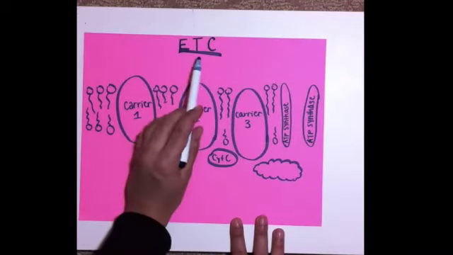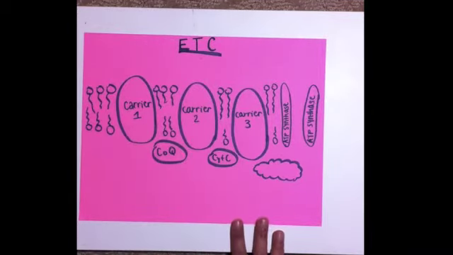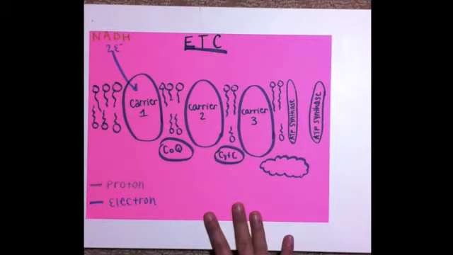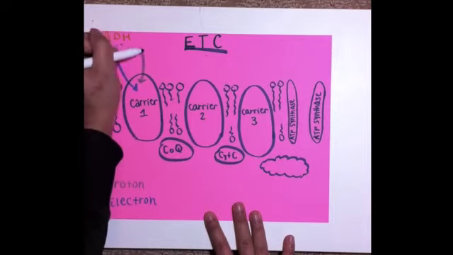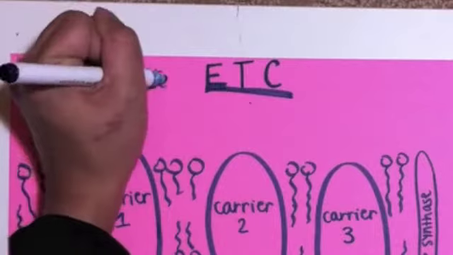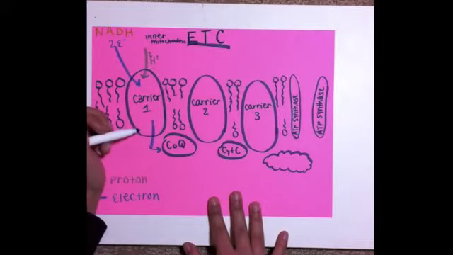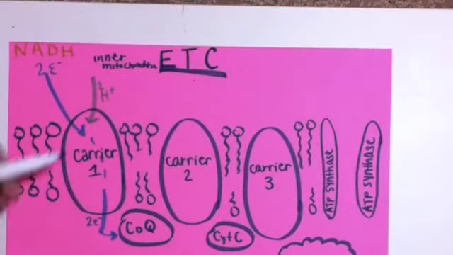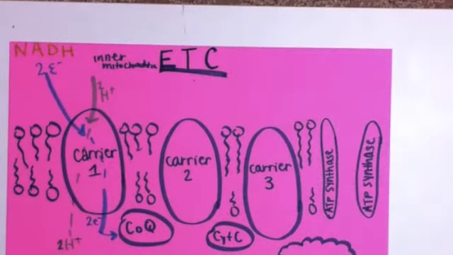The final step of cellular respiration occurs in the electron transport chamber. First, the NADH carries 2 electrons to the first carrier molecule. Because carrier molecules only accept full atoms, 2 hydrogens enter the carrier molecule from the inner mitochondria. Then, the 2 electrons are transferred to the electron acceptor coenzyme Q, and the protons go to the space between the outer and inner membrane.